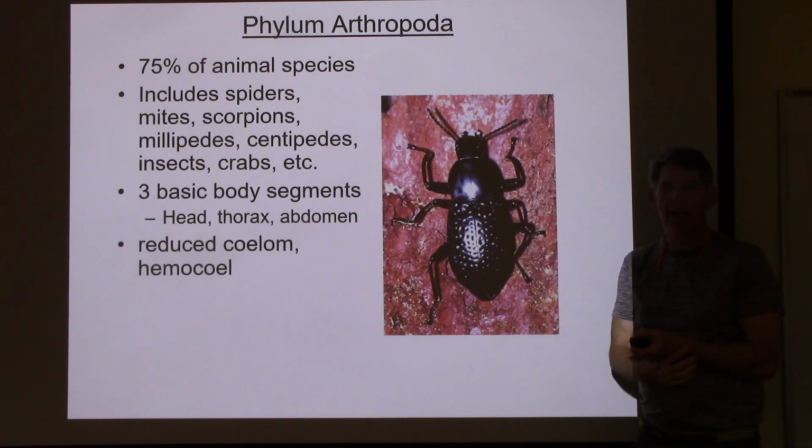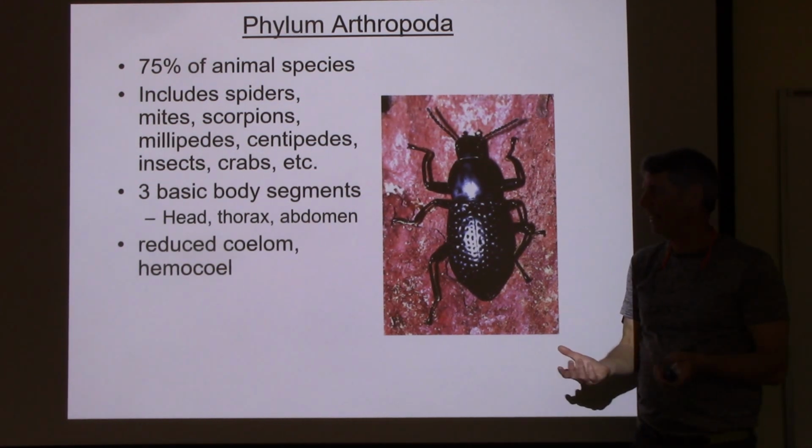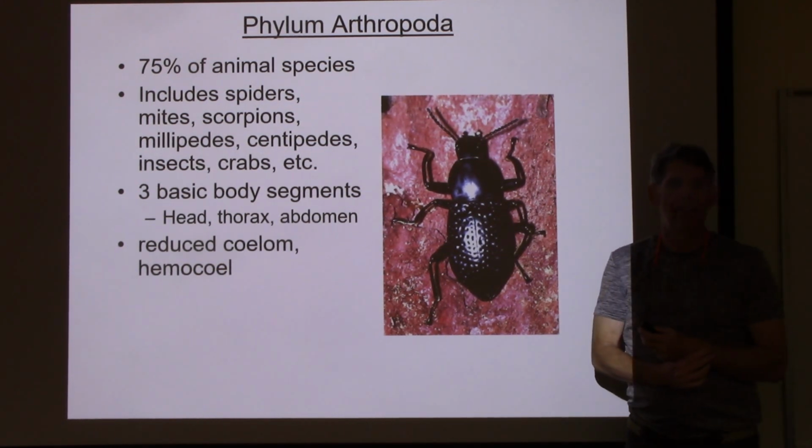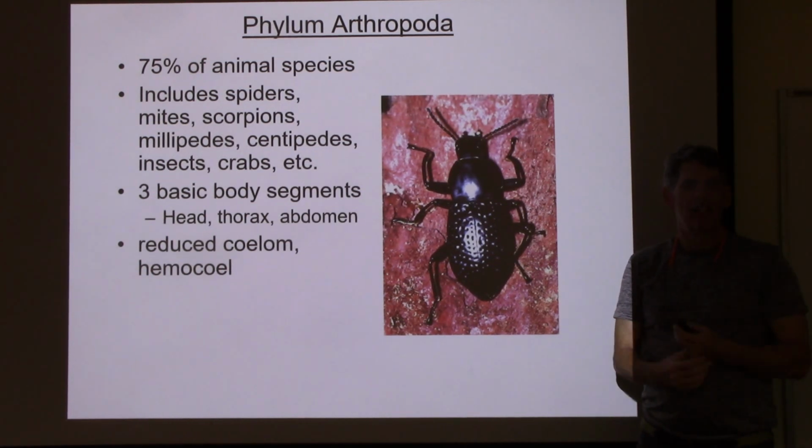If you look at the arthropods, they tend to have a reduced body cavity, and in that body cavity they have not just coelomic fluid, but it's basically blood that's transported through an open circulatory system and fills the body cavity.